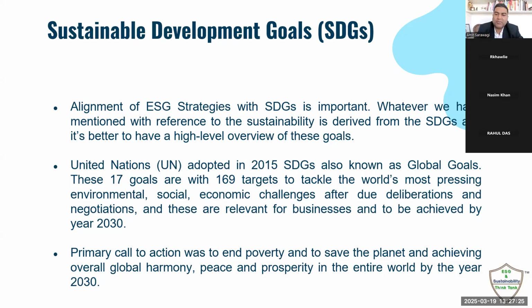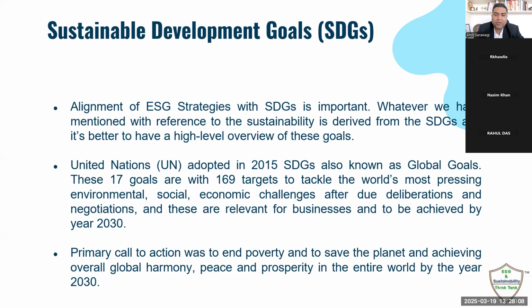So United Nations adopted in 2015 SDGs, also known as global goals. Sustainable development goals are also known as global goals. So there are 17 such goals, and within 17 goals, there are 169 targets to tackle the world's most pressing environmental, social, and governance or economical challenges after due deliberation and negotiations. And these are relevant for businesses and to be achieved by year 2030. So all these 17 sustainable development goals, which were adopted in 2015, have to be achieved by 2030. There are 169 targets and all targets have to be achieved.